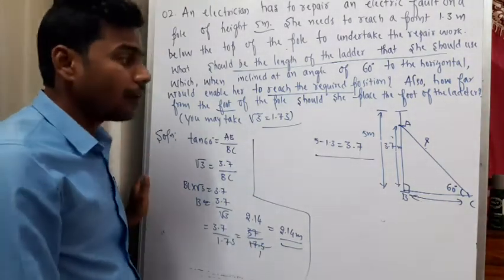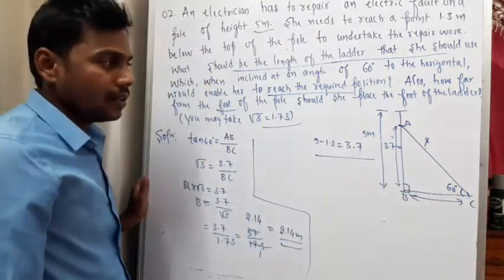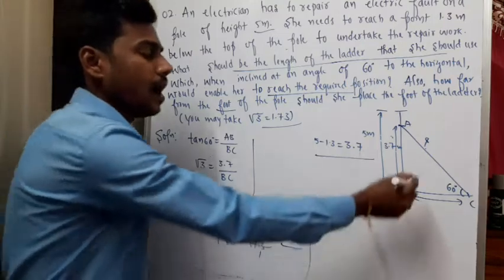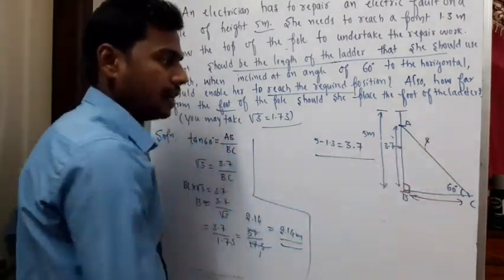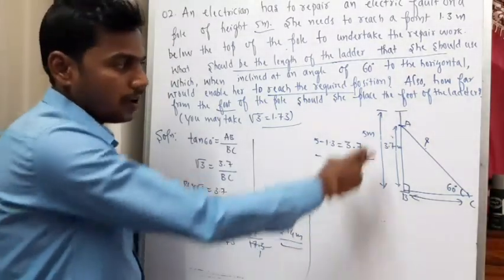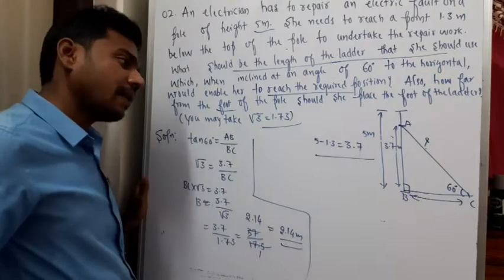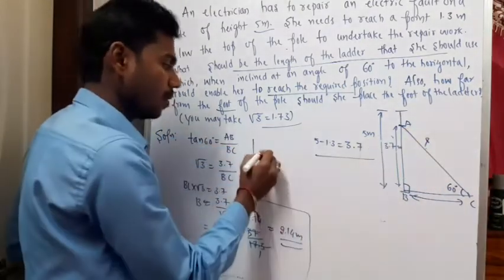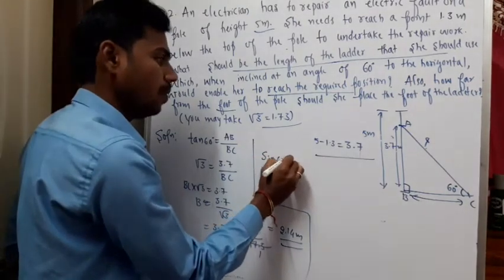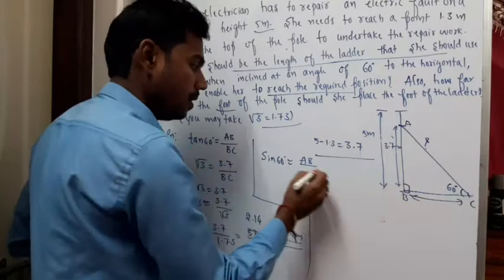What I need? I need the length of the ladder. See, I have this 90 degree, opposite to 90 degrees hypotenuse. So I know AB, I should find AC. So what relation can I make use of? I can make use of sine 60, opposite by hypotenuse. So sine 60 is equal to AB by AC, opposite by hypotenuse.